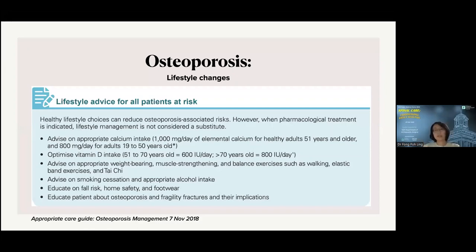For 51 to 70 years old, at least about 600 international units, and 800 for anybody more than 70. Vitamin D is very important for bone health, but there is also a very easy way of obtaining vitamin D. Our skin itself is able to produce vitamin D when we go out in the sun, and Singapore is a very sunny and tropical country.